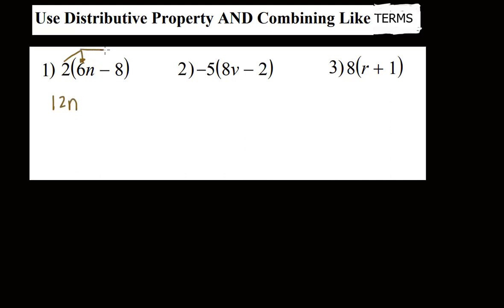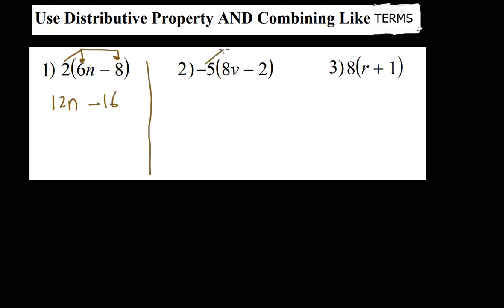And 2 times negative 8 is negative 16. And that will be the outcome because you cannot combine. So now let's do the one that has a negative term outside that you are distributing. When you distribute a negative number or negative term within the parentheses, all the signs of the terms within the parentheses will be the opposite sign.